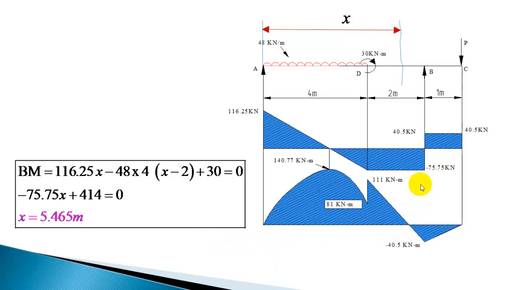So we have drawn the shear force diagram, bending moment diagram, located the maximum bending moment, and this is the maximum bending moment over the beam, 140.77, and also we have located the point of contraflexure.